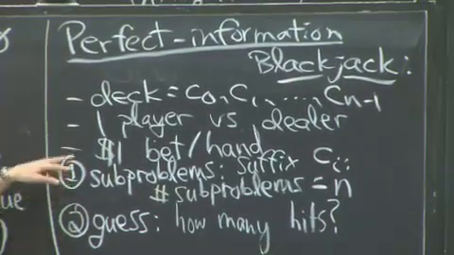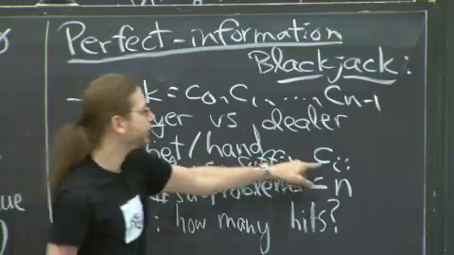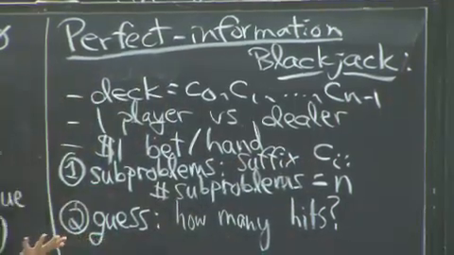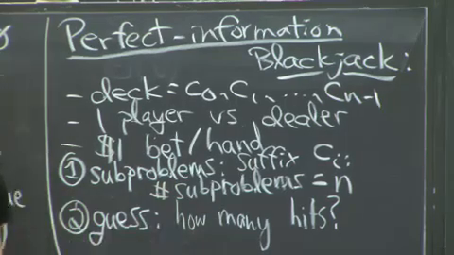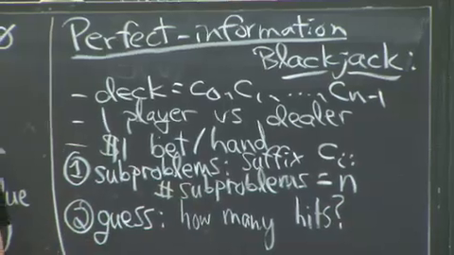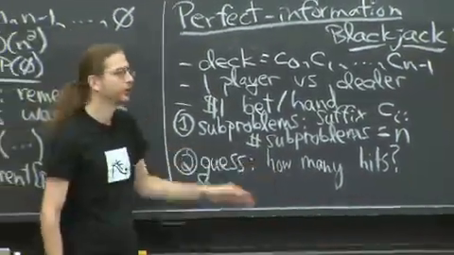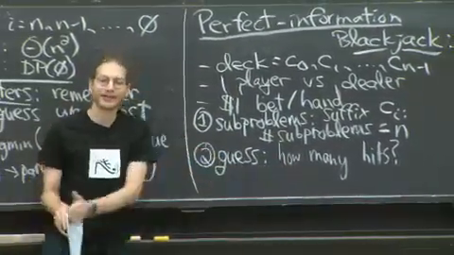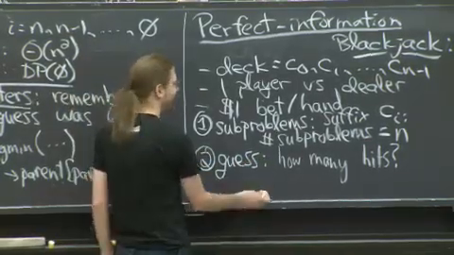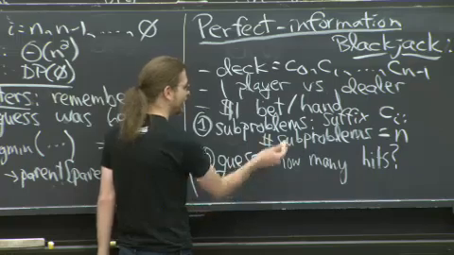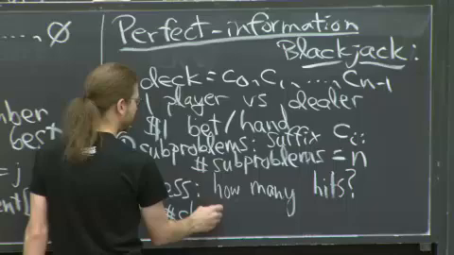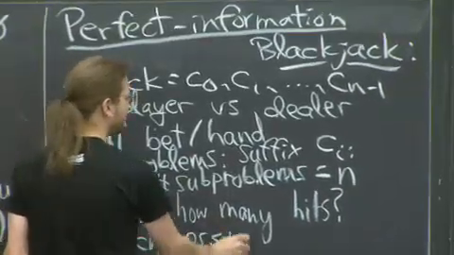So now we need to solve the subproblem. Starting from ci, what's the best way to play? Well, the first 4 cards are fixed. And then we guess how many hits are left. So there's going to be something like n minus i minus 4 different possibilities for the maximum number of hits I could take of all the remaining cards. That would be the most. And let's see. So the number of choices, I'll just say it's at most n. Don't have to be fancy here.